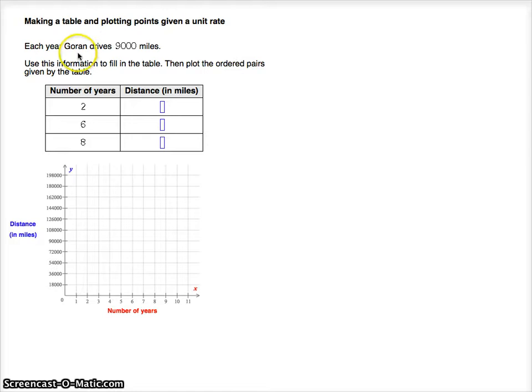It says each year Goran drives 9,000 miles. Use the information to fill in the table, then plot the ordered pairs given by the table. So given the unit rate, the unit rate is going to be 9,000 miles to 1 year. So we can label our unit rate as 9,000 to 1.